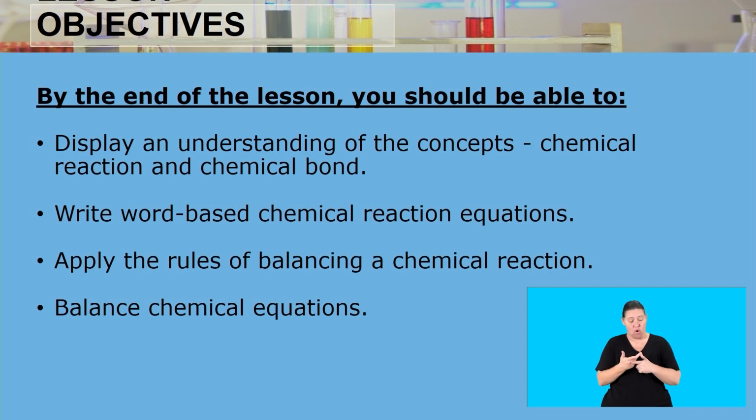So what we need to then achieve by the end of this lesson is the following. Number one, you need to be able to display an understanding of the concepts. The concepts are the chemical reaction and chemical bond. And then also, you need to be able to write word-based chemical reaction equations. And then you also need to apply the rules of balancing a chemical equation. And then lastly, use the rules of balancing a chemical equation to actually balance the chemical equation.